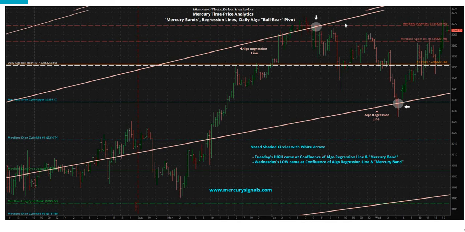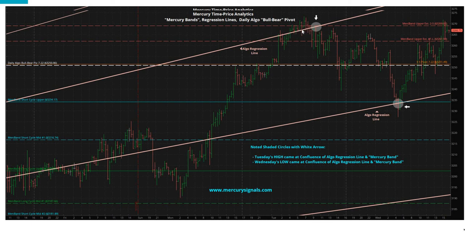When you get these horizontal algorithmic pivots of the Mercury bands, and where there are spots where you get the confluence, the intersection of one of the Mercury bands and an algo regression line, those levels provide very, very powerful support and resistance. And what we've seen now 2 days in a row, mirror image. Here's the S&P 500 futures contract. Tuesday, the high came at the confluence of a Mercury band, the horizontal pivot, and the regression line. So you had a little overshoot.